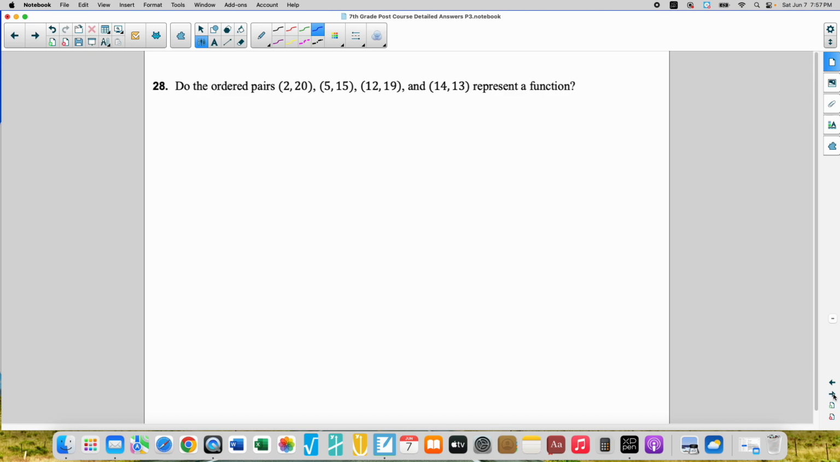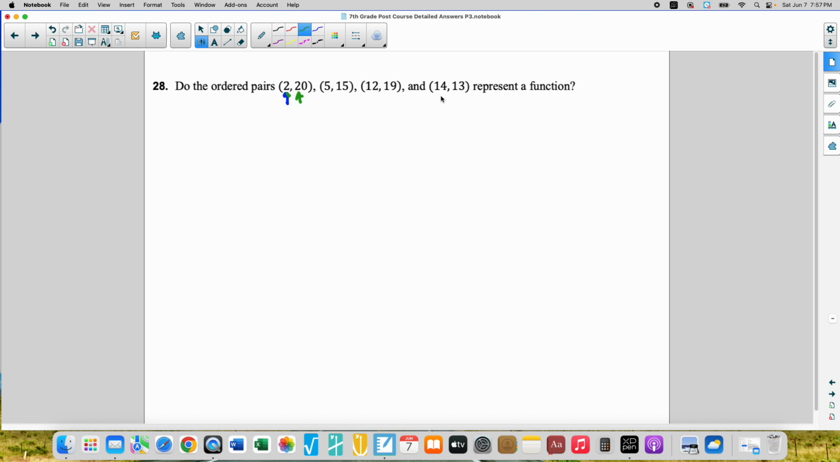Do the ordered pairs (2, 20), (5, 15), (12, 19), (14, 13) represent a function? Okay, so what we do is we could graph it. That's number one. Number two, we could also look at our inputs and our outputs. For every input, there needs to be one unique output. So when we input 2, we're always going to expect to get 20. We can't input 2 and get 20 one time and then input 2 and get a different value. That would not be a function.